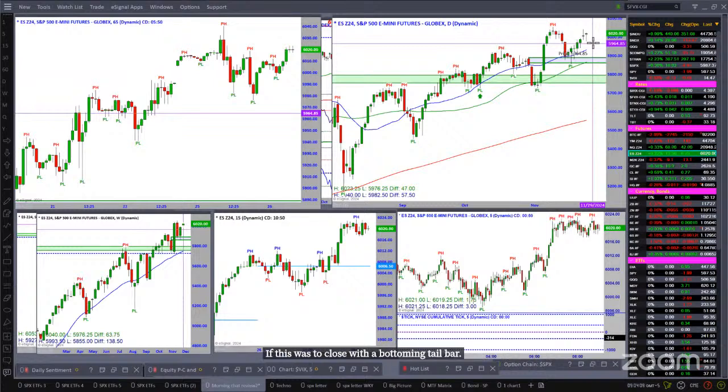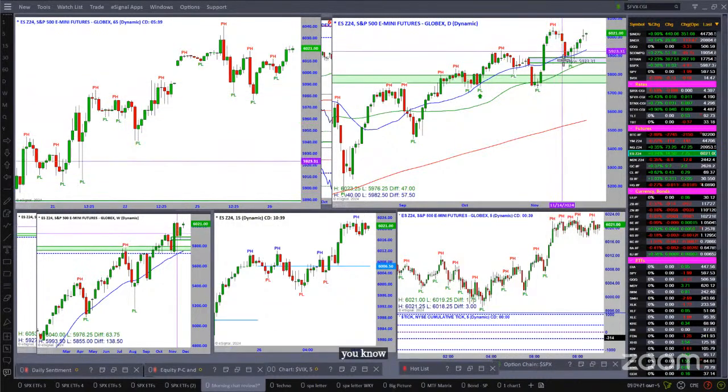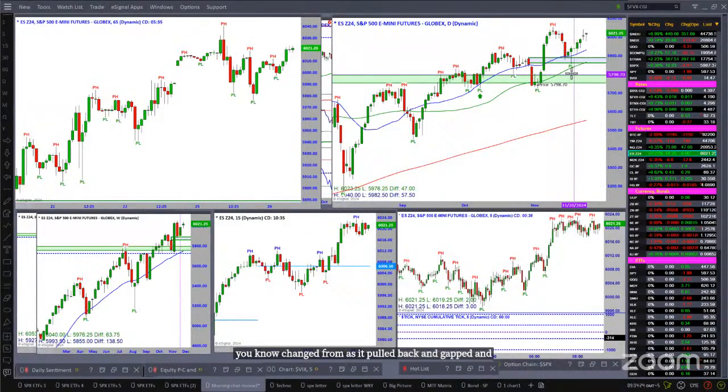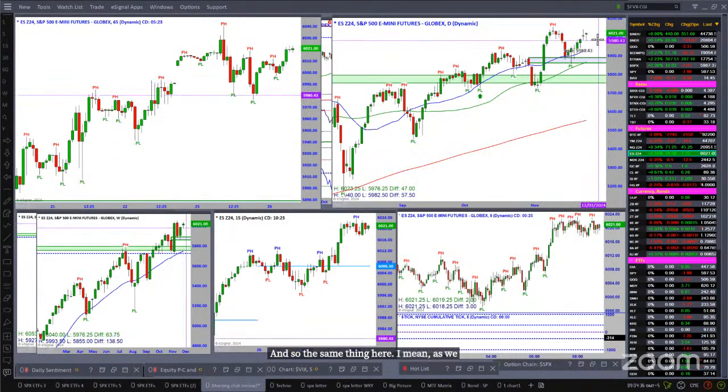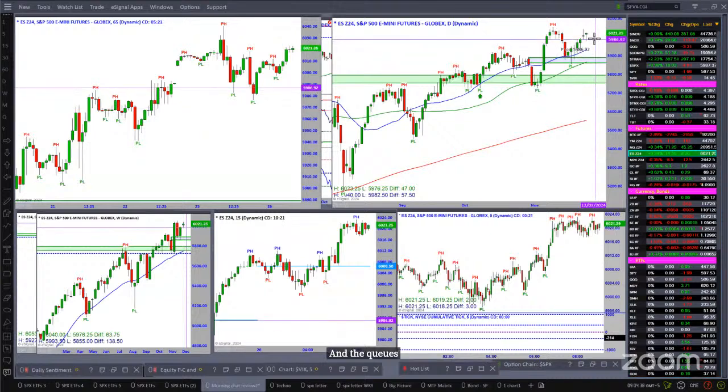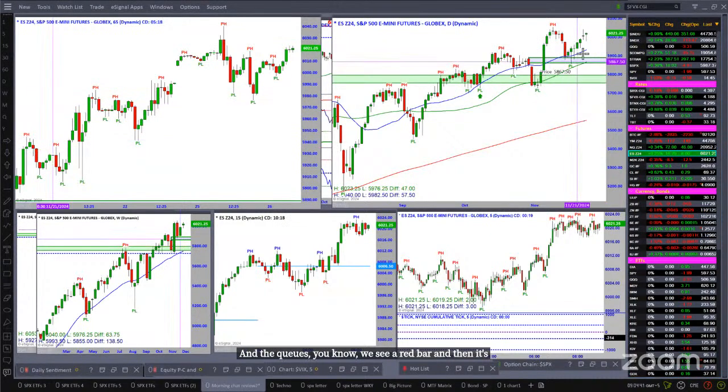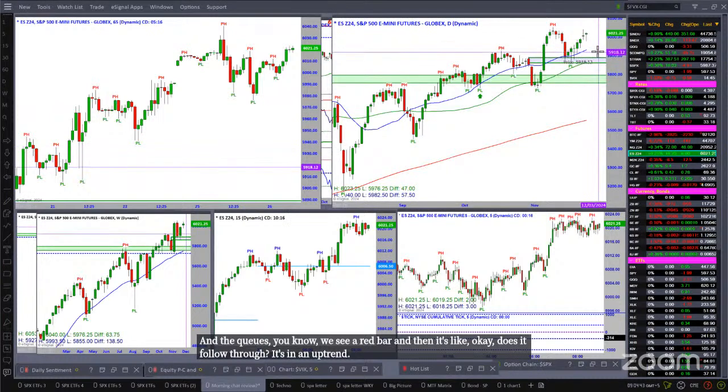If you apply bar by bar analysis, and I gave a lesson on that in the advisory letter over the weekend, we went through the S&P chart and how it changed as it pulled back and gapped, and it looked like it was going to go lower. If you applied bar by bar analysis, it adjusted your bias accordingly to what the markets were doing. And so the same thing here. As we look at the S&Ps and the Qs, we see a red bar, and then it's like, okay, does it follow through? It's in an uptrend. Where would it follow through to?